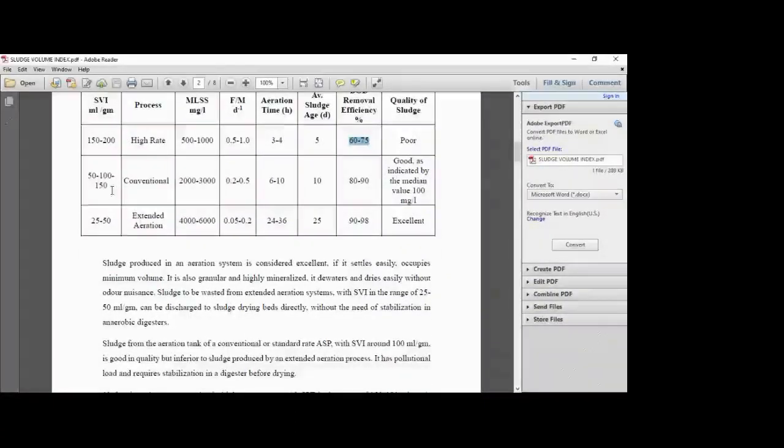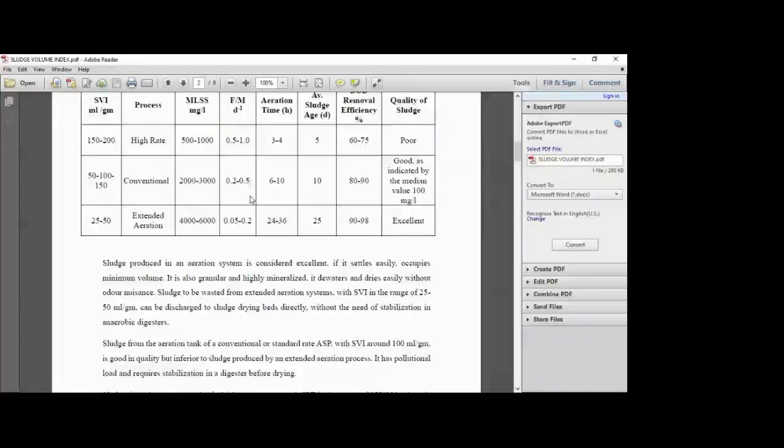So now what happens if the SVI value is in between 50 to 150 ml per gram? The process is called the conventional process. Now we will be seeing that as the SVI value is decreasing, the MLSS concentration is good, right? Because now the SVI value is good, the concentration of settleable solids increases in your aeration tank. Also, you can see the FM ratio is going to get reduced. Why? Lesser is the FM ratio, higher is the efficiency of BOD removal.